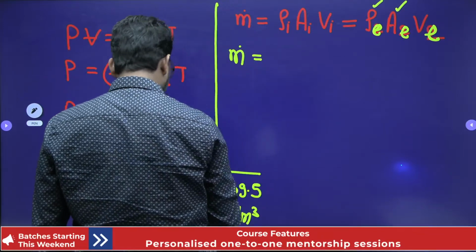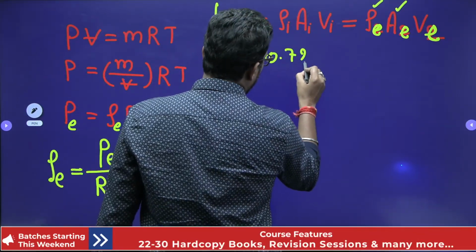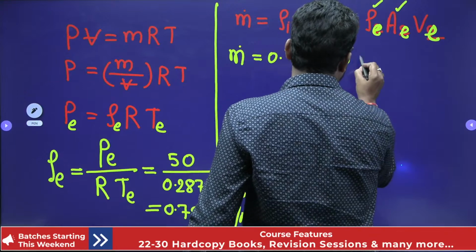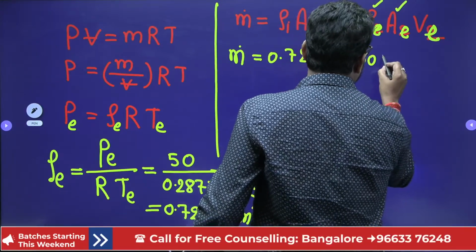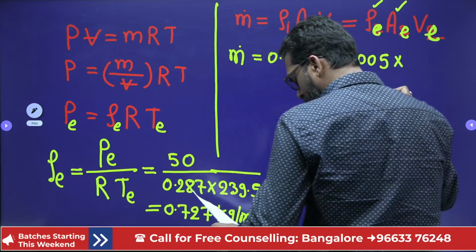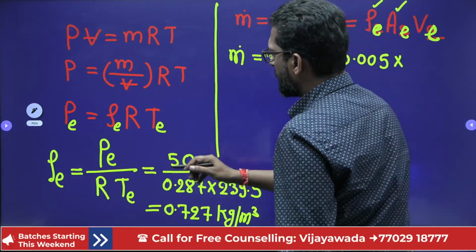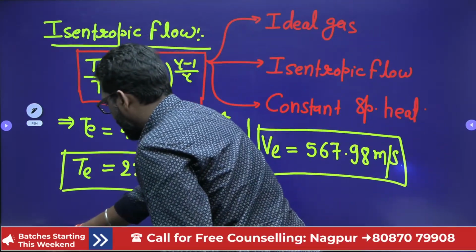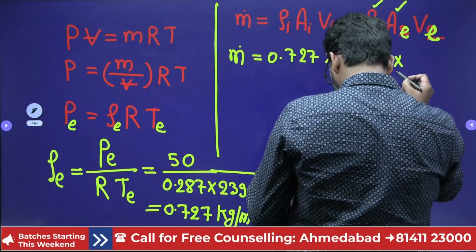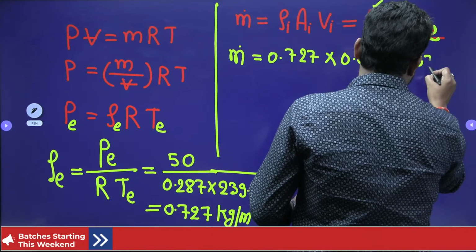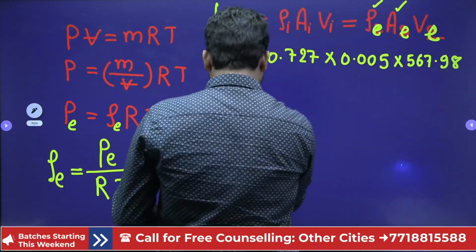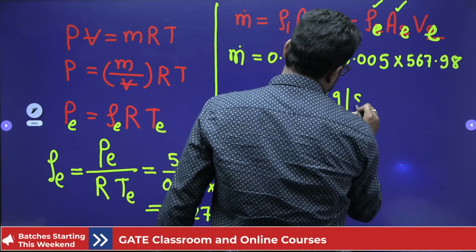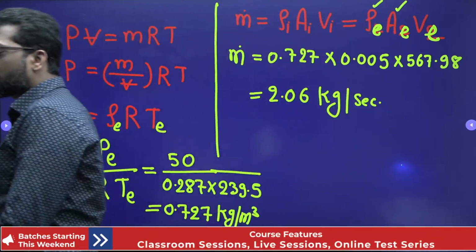What is the exit density? 0.727. What is the exit area? We have the exit area, 0.05005. What is the exit velocity? We just calculated it: 567.98. If you calculate this value, it is 2.06 kg per second. So this is your mass flow rate.